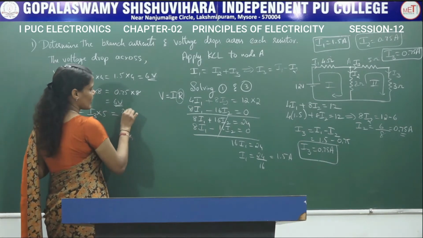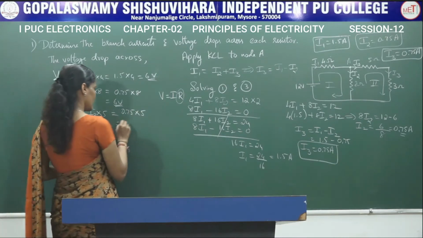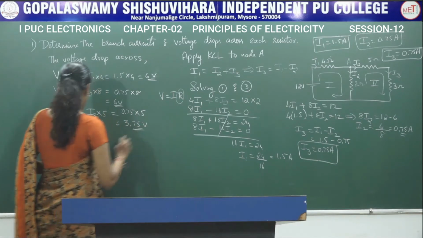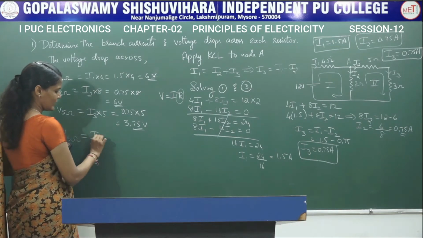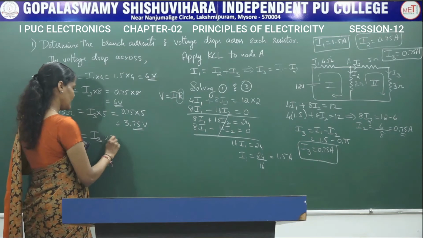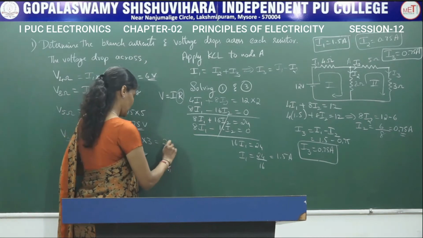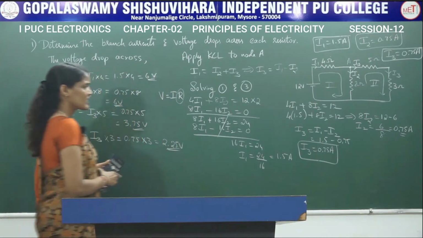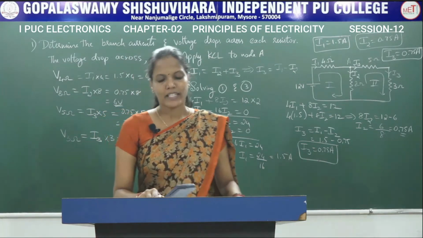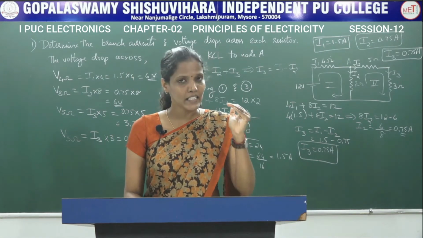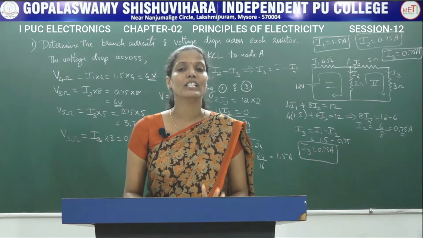So, I3 value is 0.75 into 5. 0.75 into 5 gives me 3.75 volts, and the last, the voltage drop across 3 ohms is equal to, the current flowing through 3 ohms is I3 only. I3 into 3, 0.75 into 3 gives me 2.25 volts. So this is how we are going to calculate the voltage drop across each resistor. The voltage drop can be calculated by multiplying the current flowing through that resistor into that resistance value. Clear? Now we will move on to the next problem.